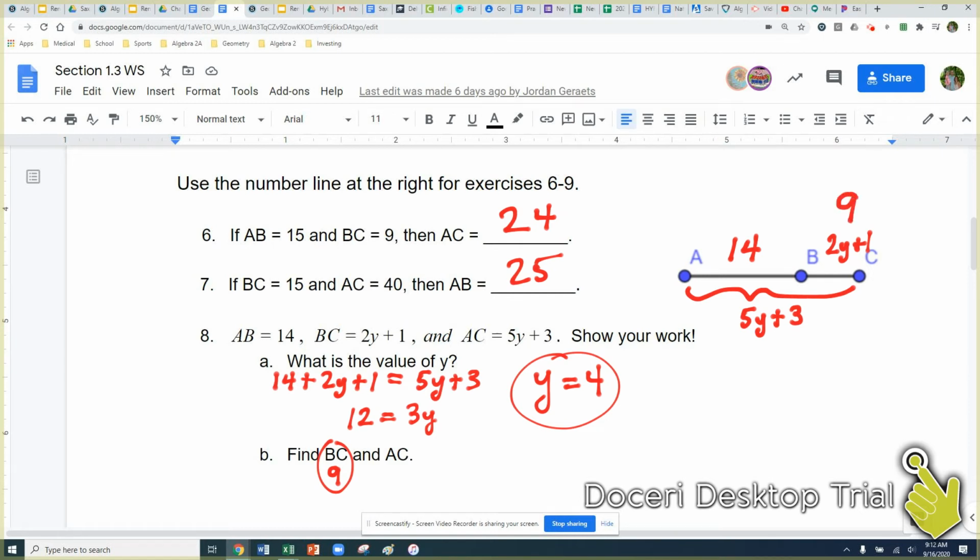AC, so now I know I got a 14, and I've got a 9 now over here. So I could take 14 plus 9, it's 23. So let's check, put y in for 5y plus 3. That's going to equal 23. So there would be my two lengths, 9 and 23.